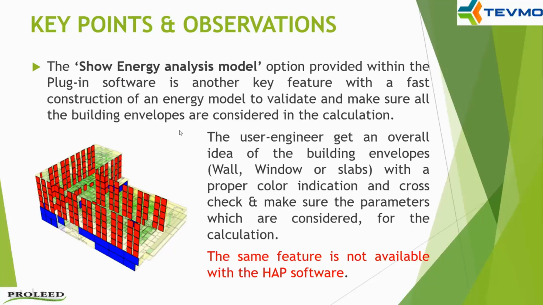Basically, in HAP we don't have this kind of a feature. For instance, if there is like 590 or 600 apartments, and there will be multiply by 2 or 3 number of windows, there will be like 1,200 windows for one project. So there are easy chances that we could miss 2 or 3 windows in this project. But whereas when we are working with TEVMO plugin software, what I have observed is this particular feature, show energy analysis model feature, will clearly indicate how many windows you have selected, or which from this picture itself on the left corner, from which we can understand which windows we have missed out.